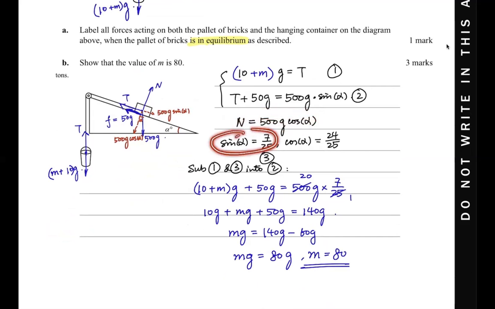And from our previous diagram, you should be able to get the special values for sine alpha and cosine alpha. So sub everything into the second equation, you should get 10 plus M g, which is here, plus 50g equals 500g times 7 on 25, as I wrote here. And then you just do the normal calculations like what I did here to show M is 80. Again, for any show that question, include every possible bit of working out.